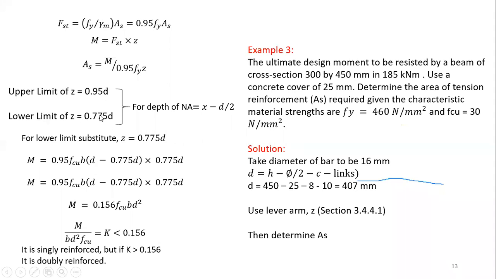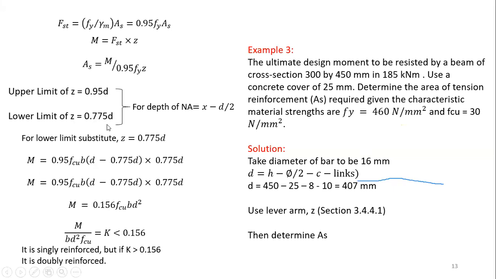What this one means is this. If you get the value of Z to be more than 0.95 D, for instance, you get 0.97 D, you won't use 0.97 D because it is more than this. You will use 0.95 D.